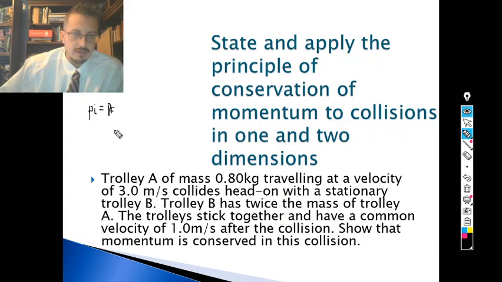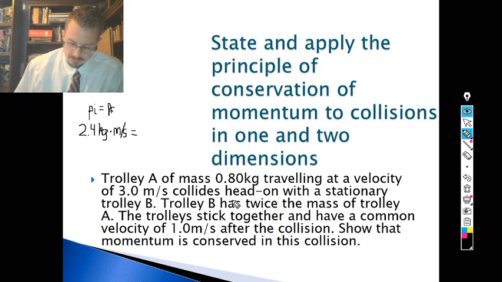Here's a way to think about the law of conservation of momentum. And we've already calculated that the initial momentum all comes from trolley A because trolley B is stationary. So while it has mass, it has no velocity and therefore it doesn't contribute to the initial momentum of the system. All the momentum comes from trolley A. So 0.8 kilograms of mass times 3 meters per second is 2.4 kilogram meters per second of initial momentum. Now, the final momentum is going to be something that has the mass of trolley B plus trolley A.